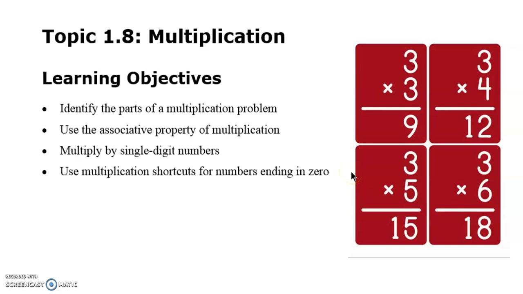Okay, topic 1.8, multiplication. We're going to identify the parts of a multiplication problem today. We're going to learn something called the associative property of multiplication. Don't worry, you don't need to memorize that. We're going to multiply single-digit numbers, and we're going to use shortcuts for numbers ending in 0. So let's get started.